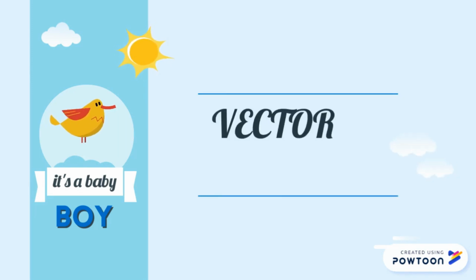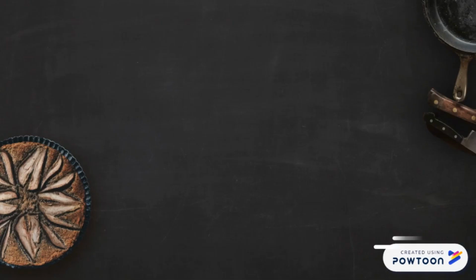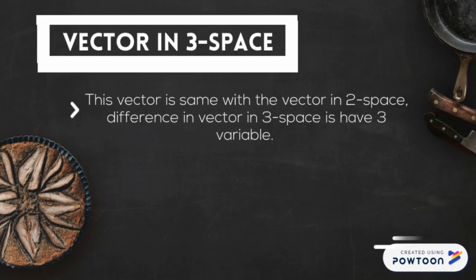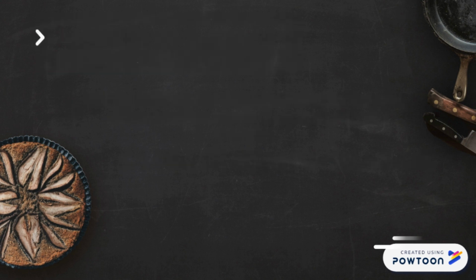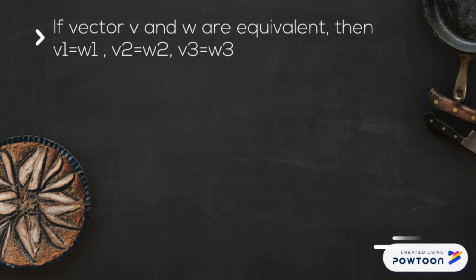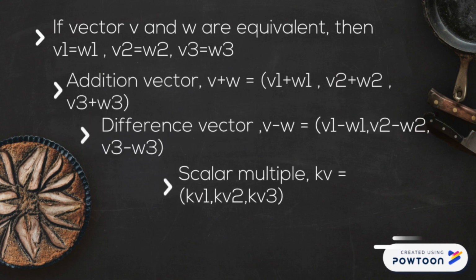Now I want to explain the vector in three space. Vector in three space is the same as the vector in two space. The difference is that the vector in three space has three variables, where v can be represented by v1, v2, and v3, and w can be represented by w1, w2, and w3. If vectors v and w are equivalent, then v1 equals w1, v2 equals w2, and v3 equals w3. These three are the formulas of addition vector, difference vector, and scalar multiply.